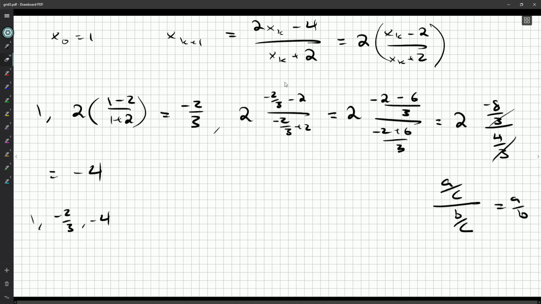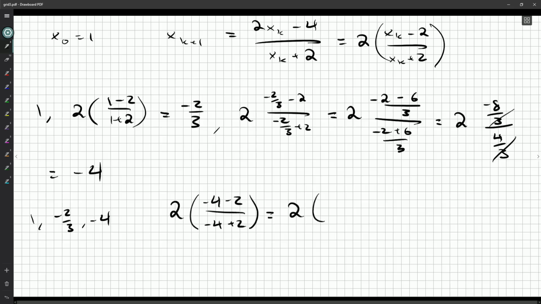All right, not noticing any particular pattern yet. Let's get a little space and see if we can get the next one. So the next term will be 2 times negative 4 minus 2 over negative 4 plus 2. And that'll be 2 times negative 6 over negative 2. And that'll end up being 6. So we multiply by 2 times 3. Okay, so it's positive again. Really not noticing a pattern yet.